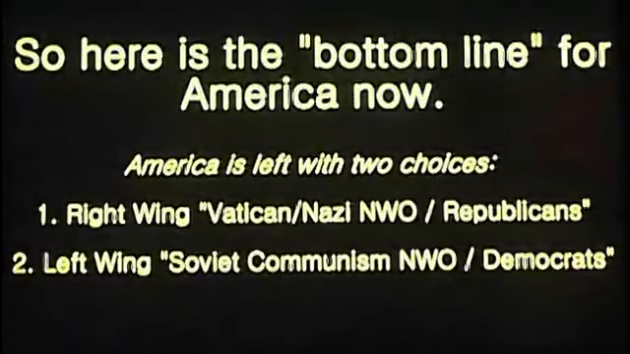So here is the bottom line for America today. America is left with two choices. You either have the right-wing Vatican, Martin Bormann, Nazi, New World Order Republicans, or you have the left-wing Soviet Communism, New World Order Democrats. Understand the right and the left wing of the eagle, the sun order. Right wing is Vatican, Holy Father, Martin Bormann, Adolf Hitler, Nazi, New World Order Republicans. And the left wing is the Soviet Communist, New World Order Democrats, secret society Illuminati. Both are financed by the same secret societies.